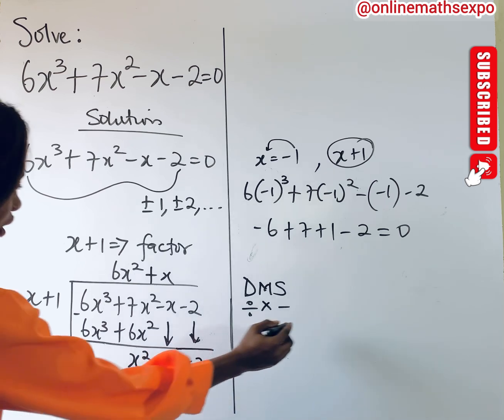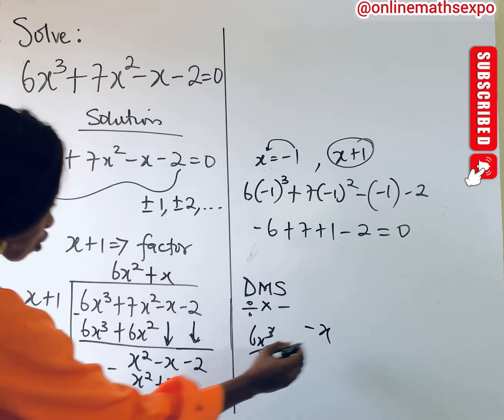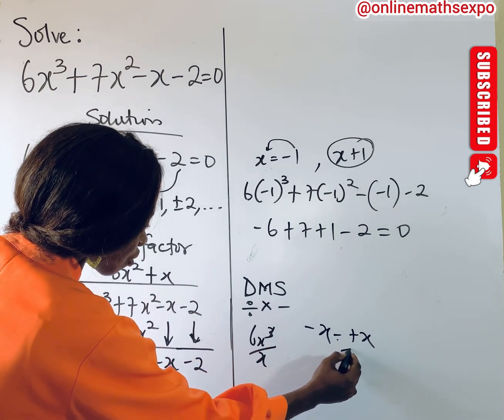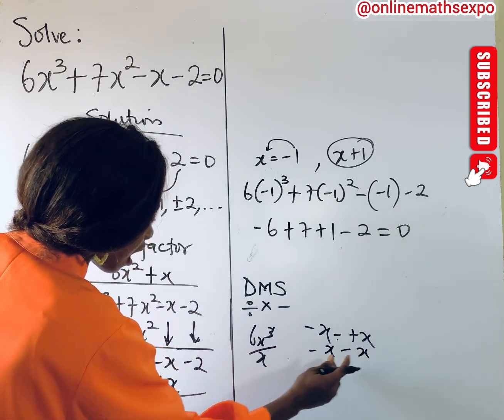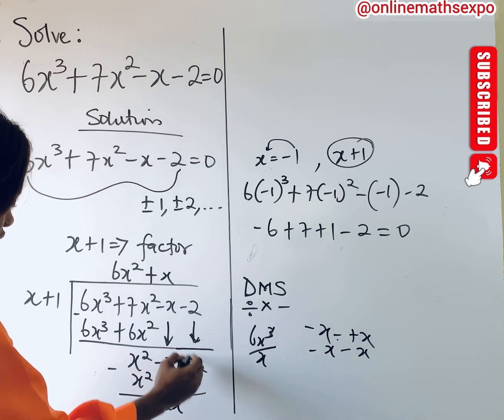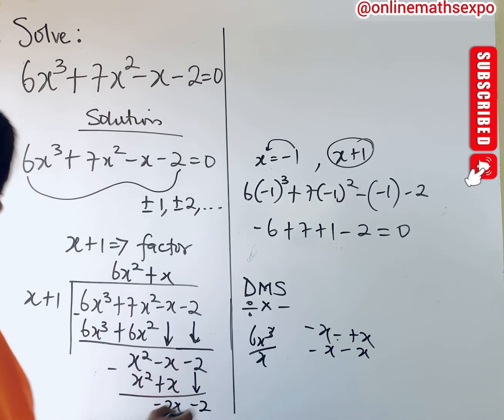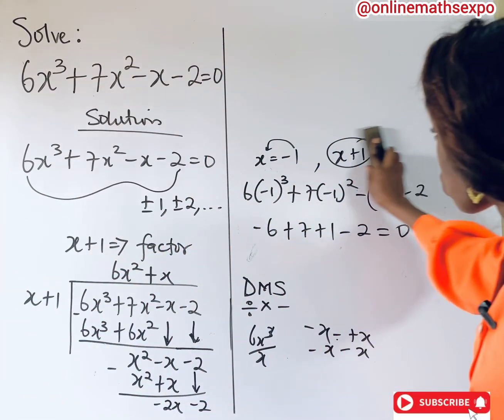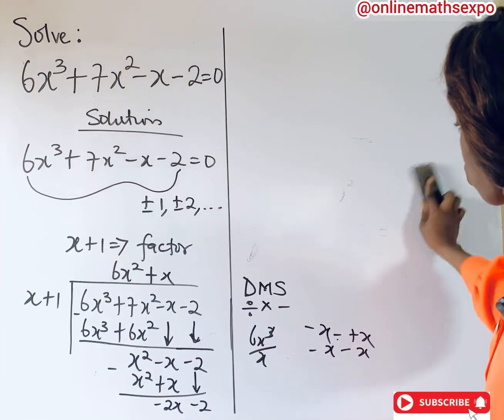This is negative x minus positive x. You see, negative multiplied by positive is negative, so you have this. And negative x will give you negative 2x. Then you bring down minus 2. So what do you do again? You repeat that cycle again. So to repeat it, this is what you are going to have.